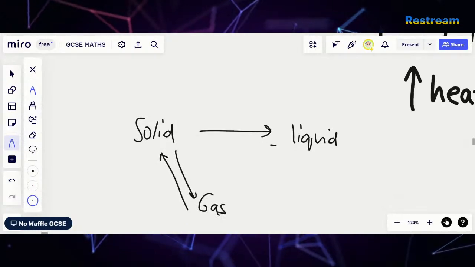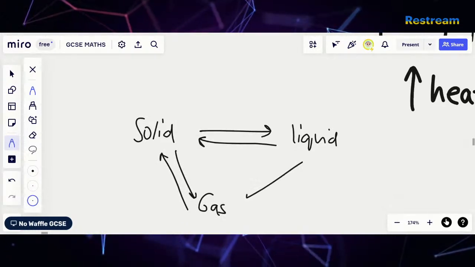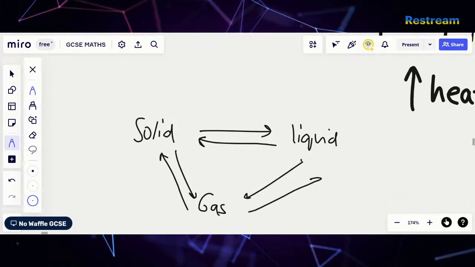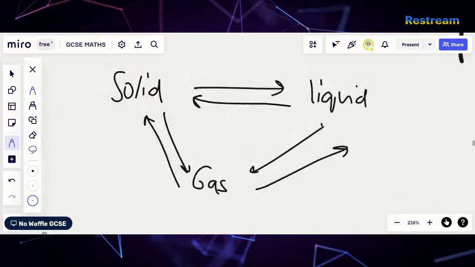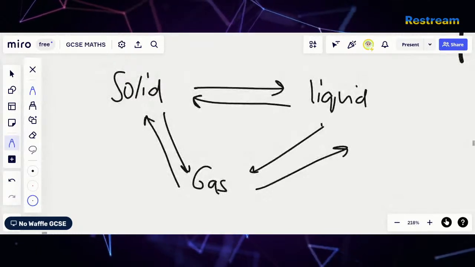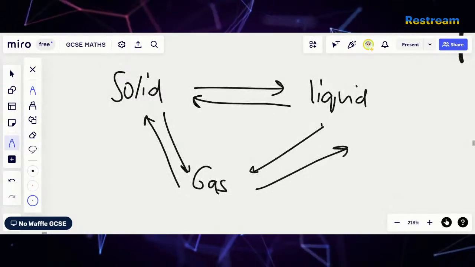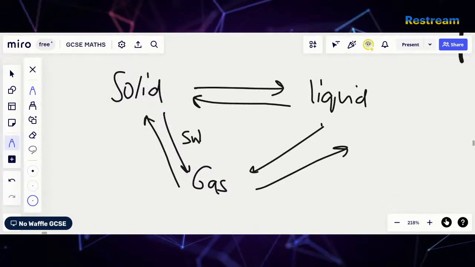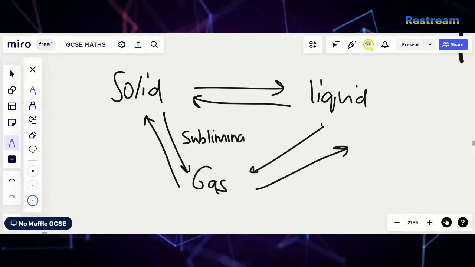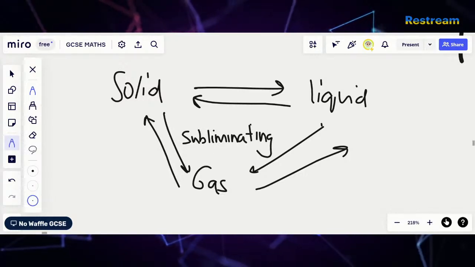Solid to gas and gas to solid are the rare ones. And that's why they're the only ones I'm going to go over, because the other ones should be obvious, like evaporation, freezing and melting. So when you're going from solid to gas, it's called sublimating. So that's from solid to gas.